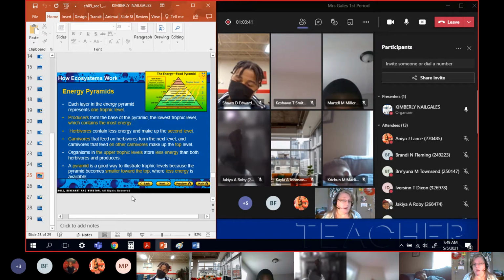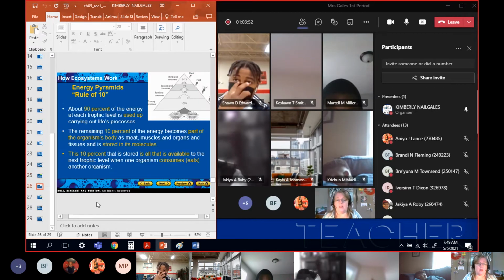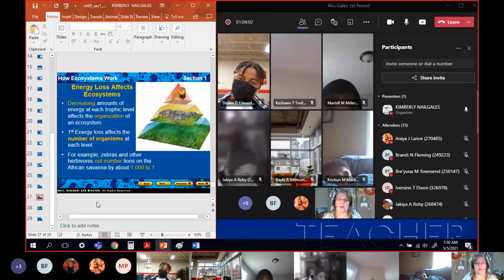That's why the top levels are small. That's why they use a pyramid, because you have so much less energy. Only 10% of the energy goes up each level. They call it the rule of 10. All right. The rest of that energy gets lost as heat into the atmosphere or used up during daily activities. So the other 90% is lost and only 10% goes up the ladder.